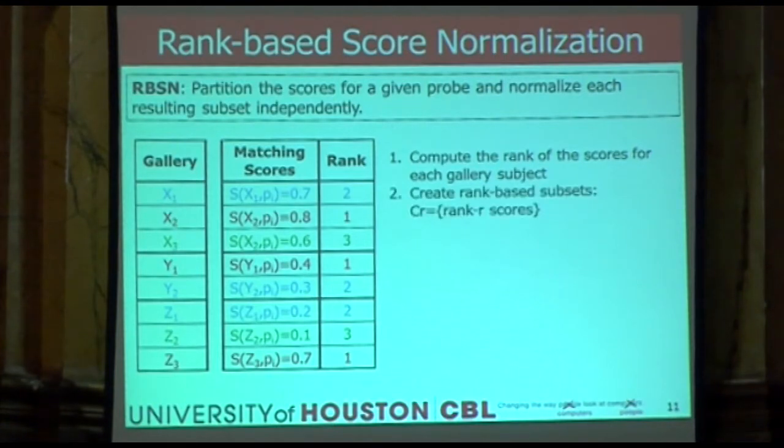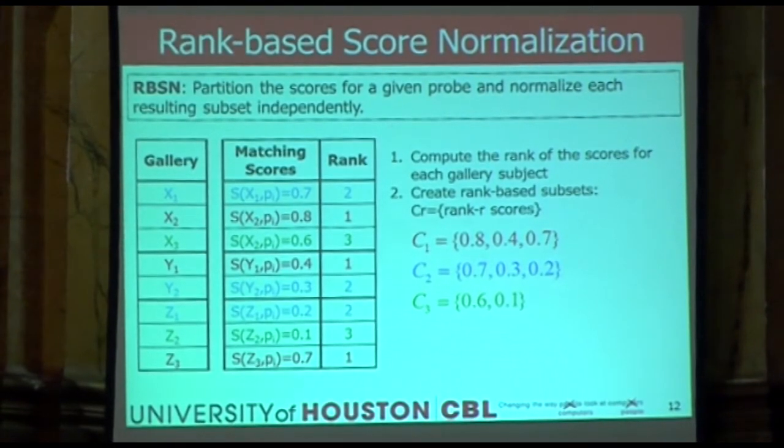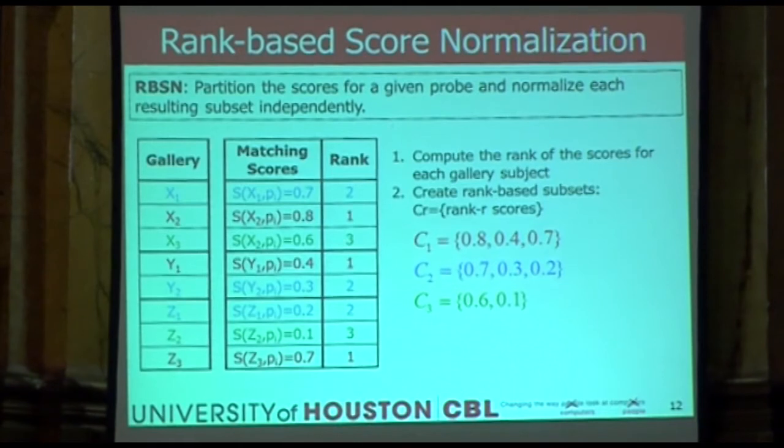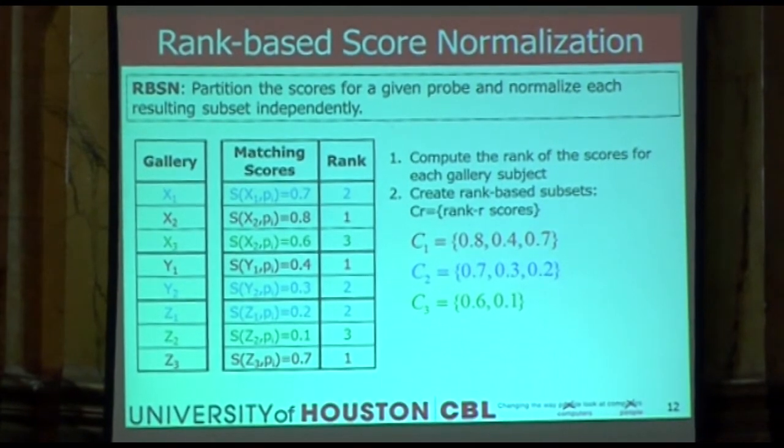Then we partition this set of scores into subsets in a rank-based manner. Specifically, we compute C_R using the R-th ranked scores from our gallery. So the first rank comprises 0.8, which is X2, 0.4, which is Y1, and 0.7, which is Z3. And we do the same for rank 2 and rank 3. The final step is to normalize each subset independently. So we partition the set of scores into subsets and normalize each subset independently.